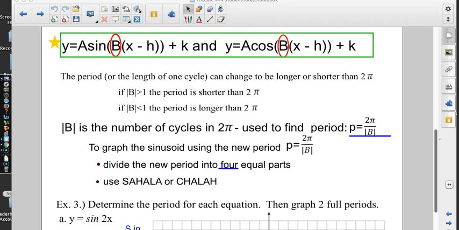And just going to make sure we have all the horizontal shifts, which are going to be called phase shifts. They have special names with trig functions. But k is still just a vertical shift. That's all it is. So the period or length of one cycle can change to be longer or shorter than 2 pi, dependent on that little b value.